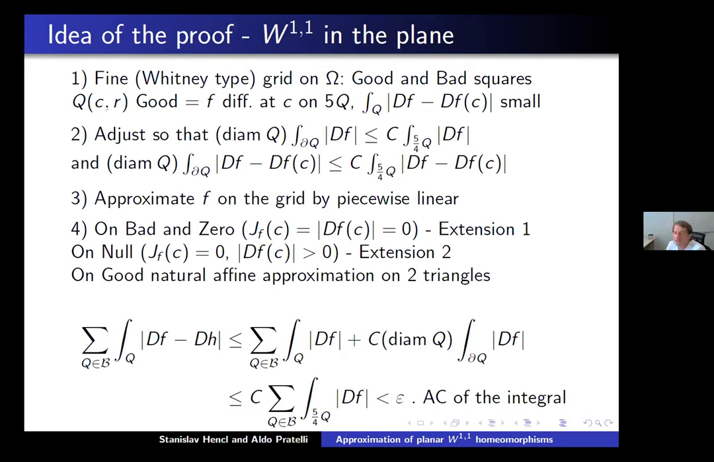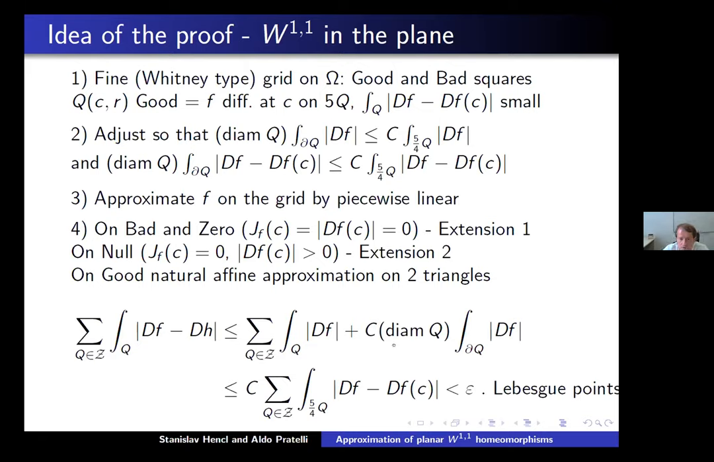So you can make this really small by the absolute continuity of the integral. So this is how the approximation works on bad squares. Now how it works on zero squares. A zero square, let me recall, is where the derivative vanishes. We use essentially the same argument, the triangle inequality.